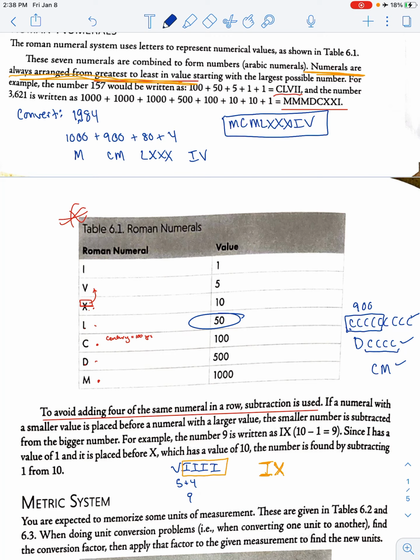All right, let's do another one. So how about, let's convert going the other way now. Let's convert MMIV to ordinary numbers. MMIV. So first, we'll start from left to right. M and M both represent 1,000, so that's 1,000 plus 1,000.